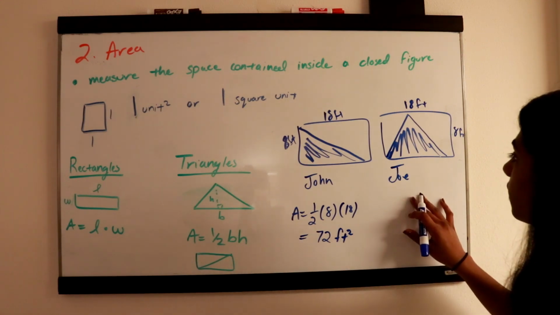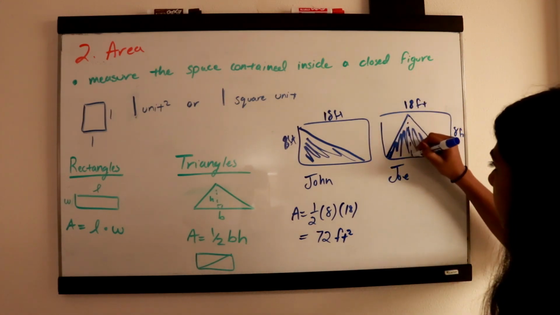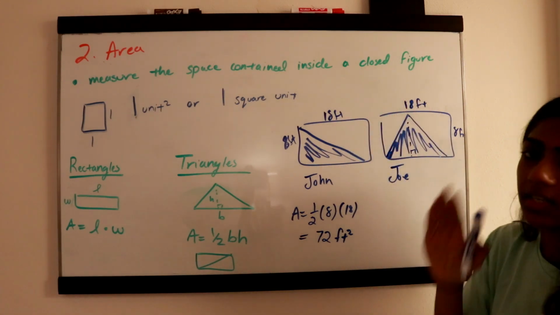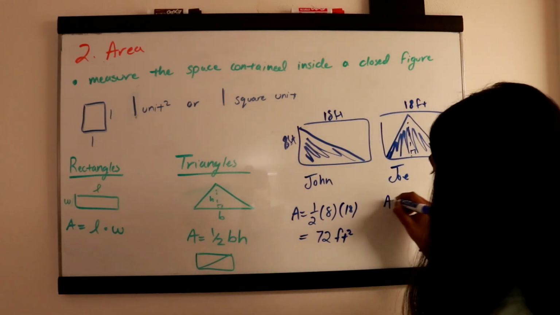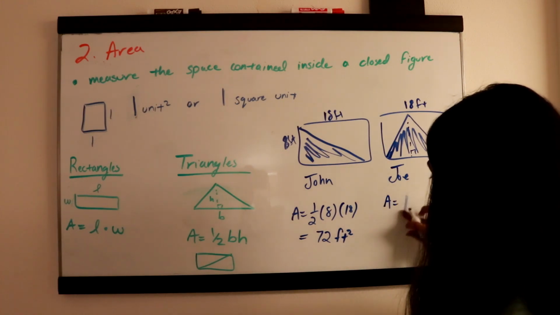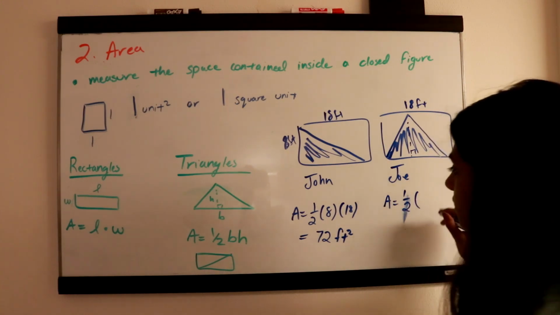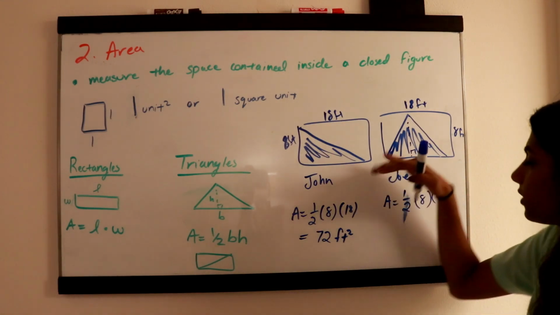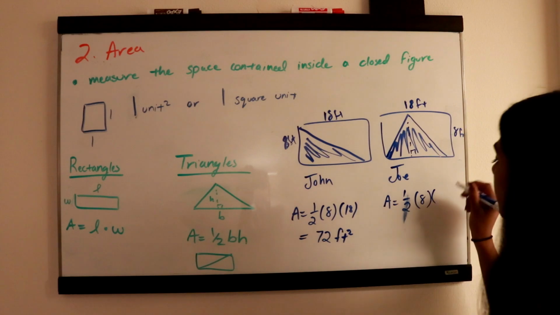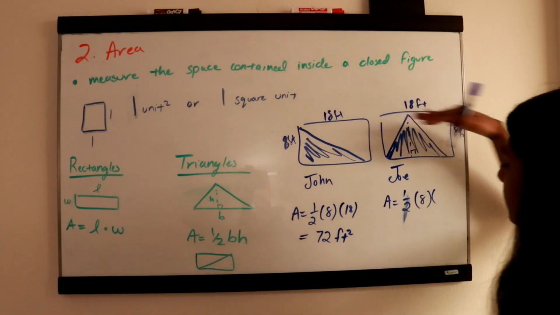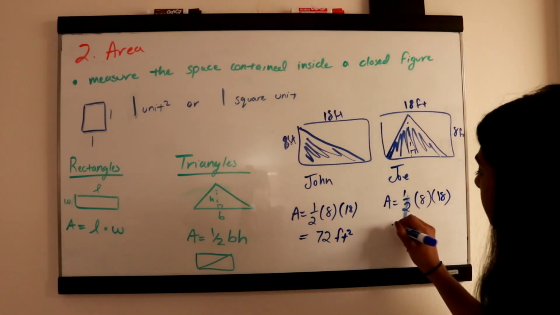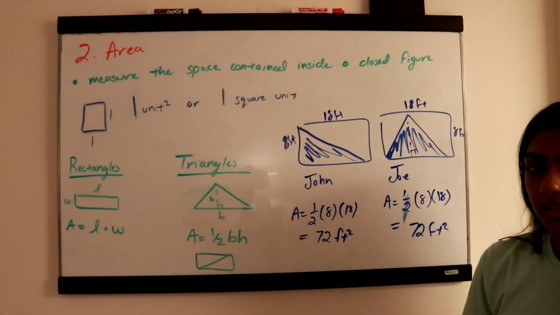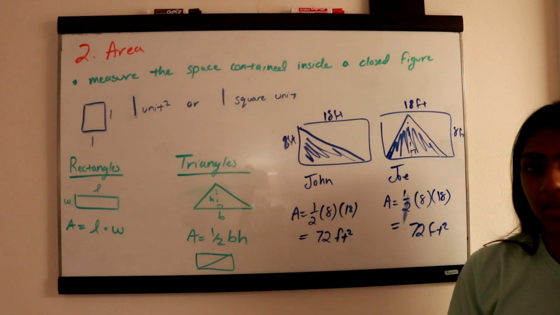Now for Joe, let's try to find the altitude, or the height. So if you really think about it, the height is the same as the side of a rectangle. So area is going to equal 1/2 times height, which is going to be 8, times the base. And if you look at the base, it's the same as one side of the rectangle, the length side. So times 18, that's going to equal 72 feet squared. That's our answer. So both of these have the same area.